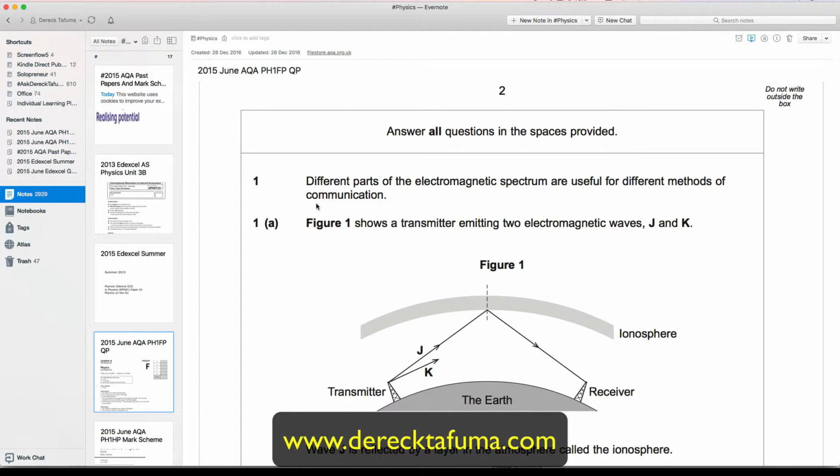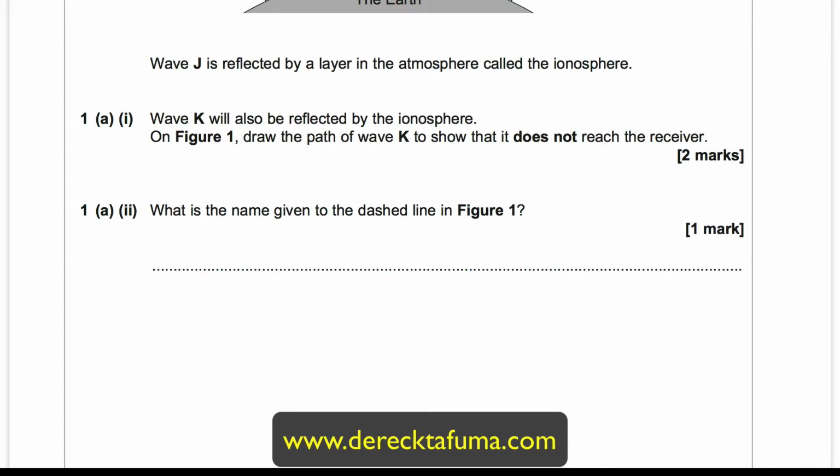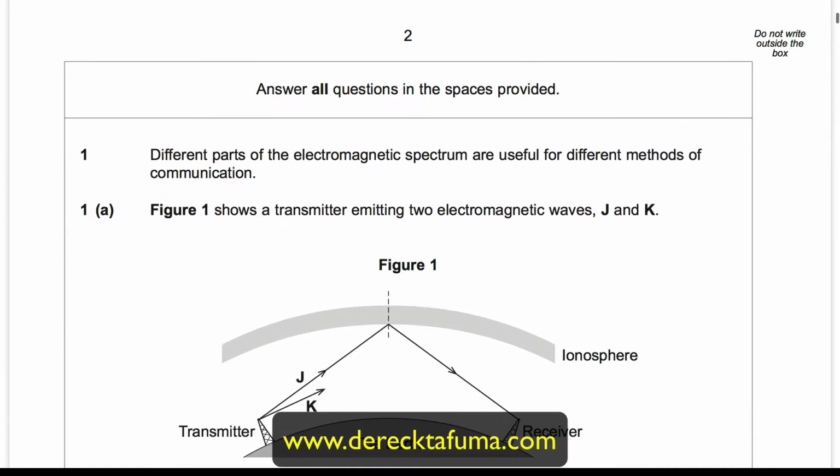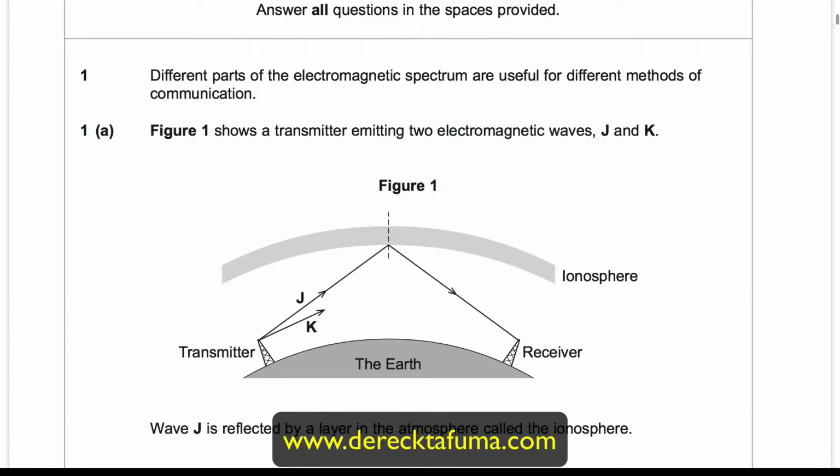Different parts of the electromagnetic spectrum are useful for different methods of communication. So what I've done is gone into presentation mode for Evernote, and so here's the question in a clearer way. Figure 1 shows a transmitter emitting two electromagnetic waves, J and K. So there's J and there's K.